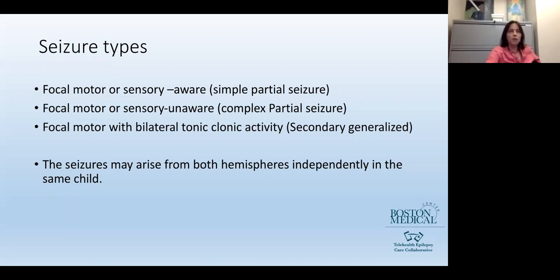What differentiates these seizures from, let's say, a seizure due to some kind of a focal structural abnormality is that this seizure may arise from both hemispheres independently. So sometimes the child may have seizures affecting the right side of the body, or other times the left side of the body.